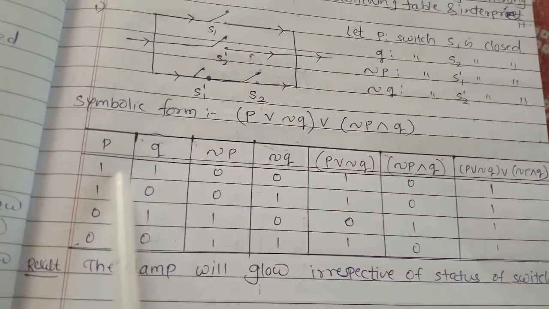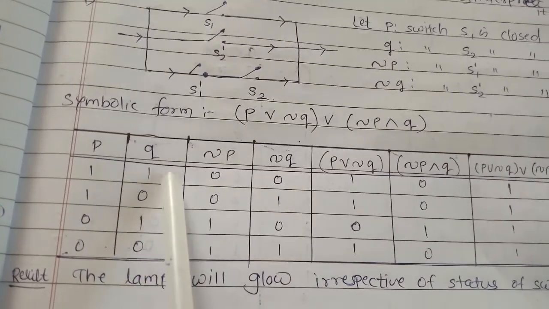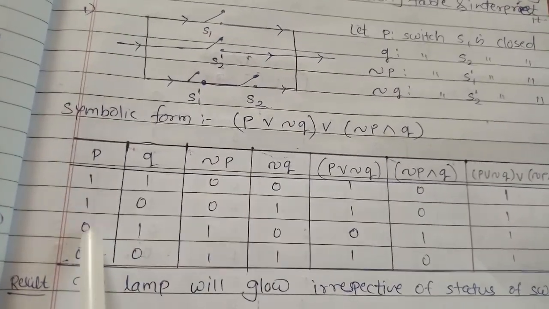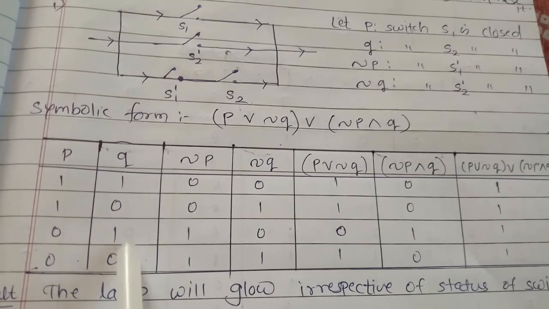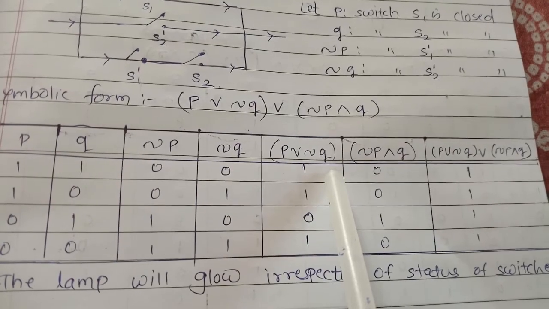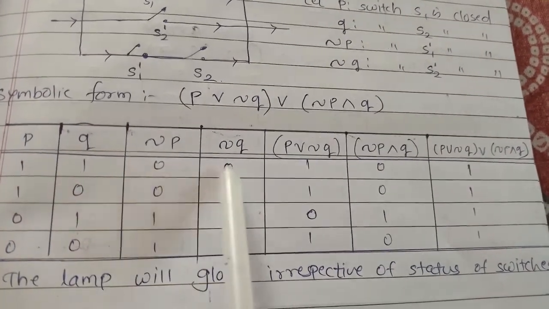So that is TTFF, so 1100, then TFTF, so 1010. We have to write down the negation of the P, so 0011. Next one negation Q, that is 0101. Then P disjunction negation Q. So see P disjunction negation Q.